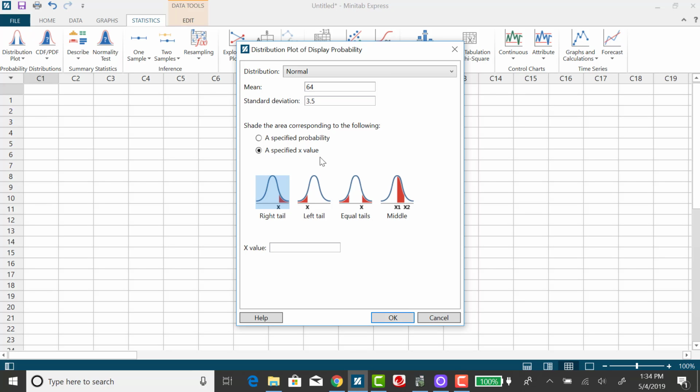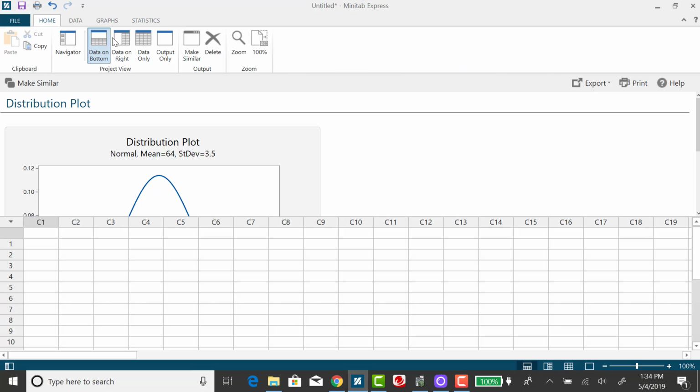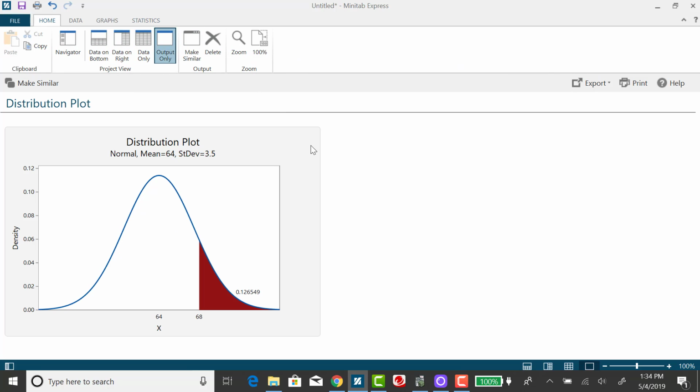So for the first part, I want to know what percent of women have a height more than 68 inches. So more than will be a right tail situation. And then I put in the X value of 68 and click on OK. I'm going to get rid of the spreadsheet.